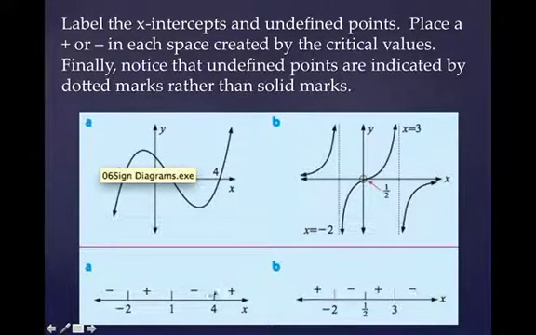And so we place the numbers like this. Over here we have another function. Here we've got an undefined point right here at x equals -2, an intercept at x equals 1/2, another undefined point at x equals 3. Those are our 3 points, and then again the plus or minus signs in between those points indicating the position of the graph above or below the x-axis.